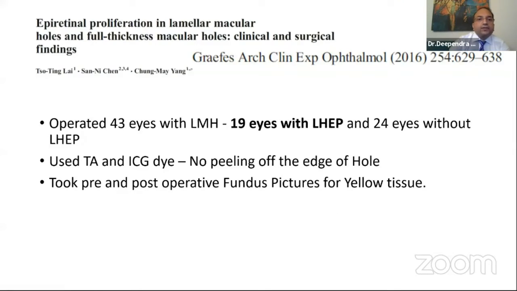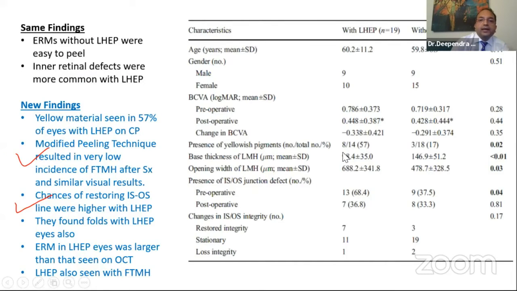I'll talk about what went wrong in our case, but another group who accepted this classification and this terminology, LHEP, operated 43 eyes with lamellar macular hole, out of which 19 eyes had LHEP. But they modified their surgical technique. They did a foveal sparing ILM peeling for them and did not avulse this membrane from the base. And interestingly, their rate of post-surgery macular hole formation was remarkably low.